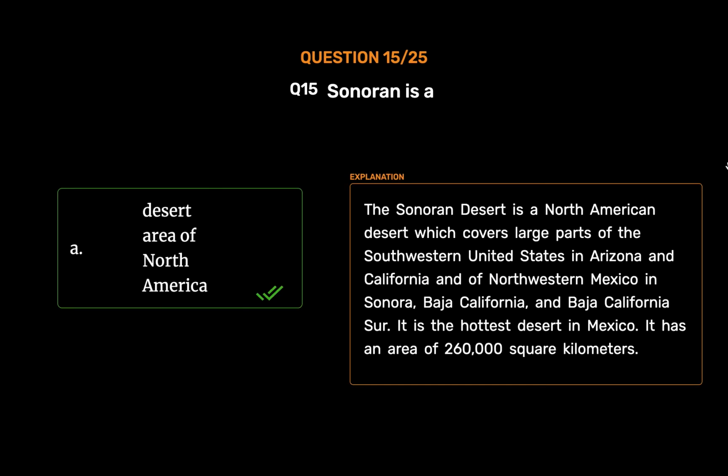The Sonoran Desert is a North American desert which covers large parts of the southwestern United States in Arizona and California, and of northwestern Mexico in Sonora, Baja California, and Baja California Sur. It is the hottest desert in Mexico. It has an area of 260,000 square kilometers.